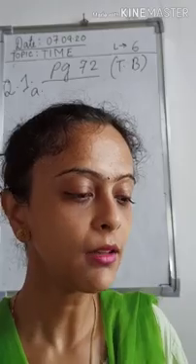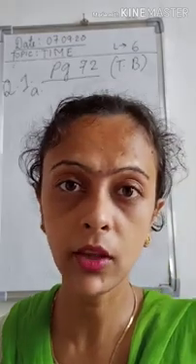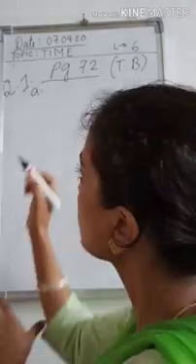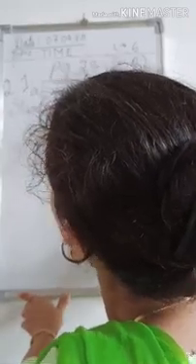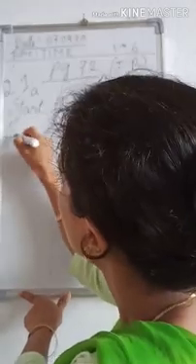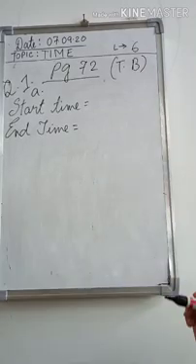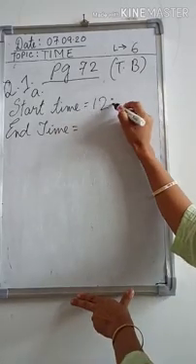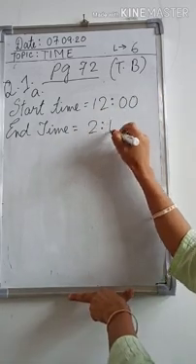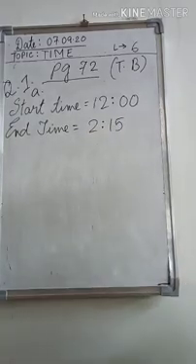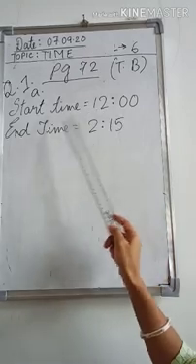Okay children, so let us start now. In question number 1A, I hope you have written the question number 1 and also A. So what is given in our question? Starting time is given, and also you are given the end time. So what is your starting time? It's given 12, and what is our ending time? It is given 2:15. Okay, so these are the two things that are mentioned in the question, the starting time and the ending time.